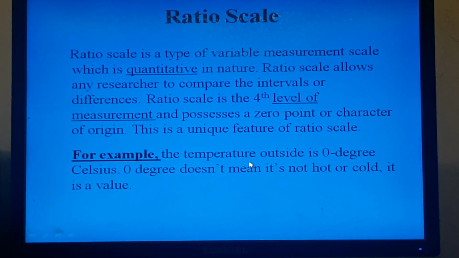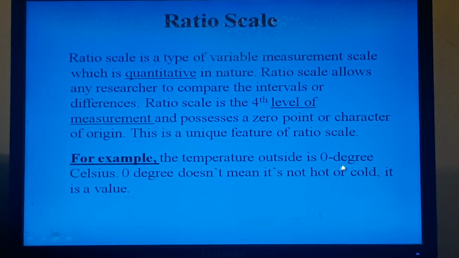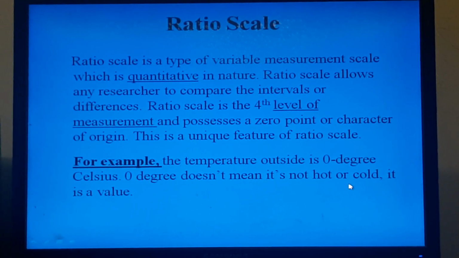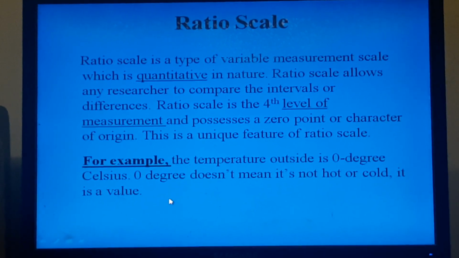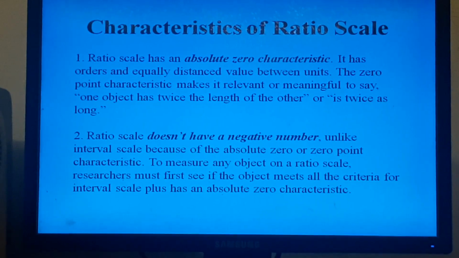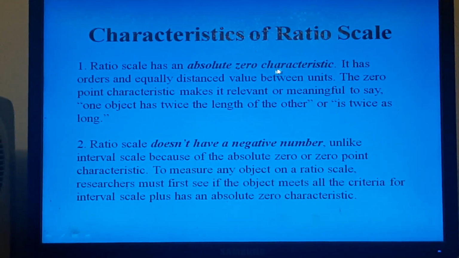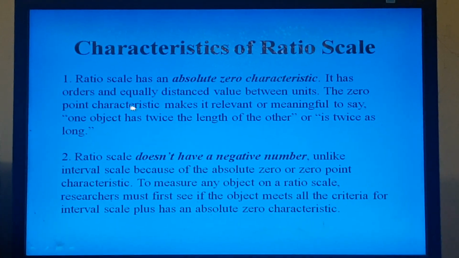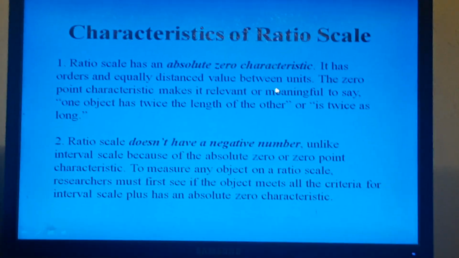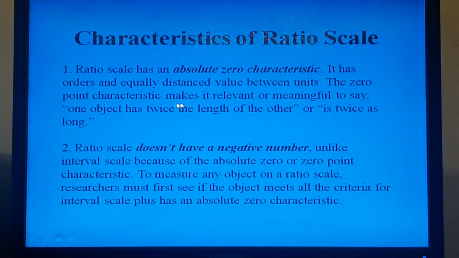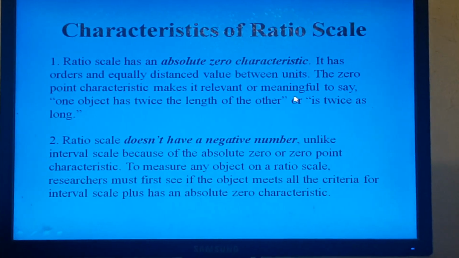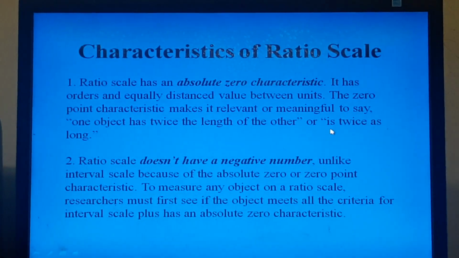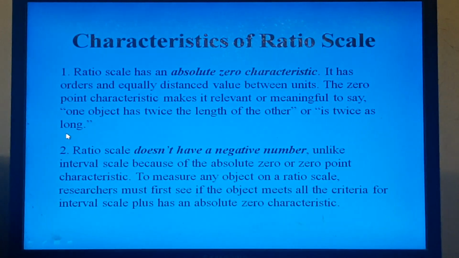For example, the temperature outside is 0 degrees Celsius. 0 degrees does not mean it's not hot or cold. It is simply a value. There are some characteristics of the ratio scale. First, the ratio scale has an absolute 0 characteristic. It has order and equally distanced values between units. The 0 point characteristic makes it meaningful to say one object has twice the length of the other or is twice as long.